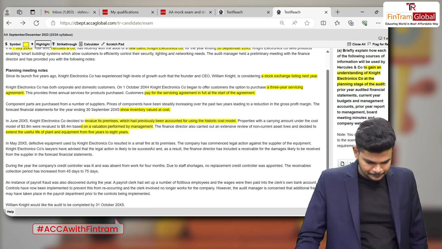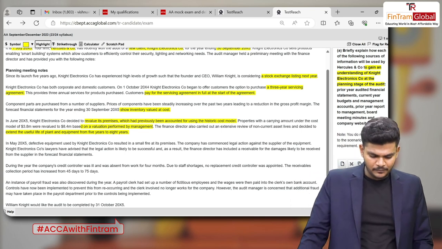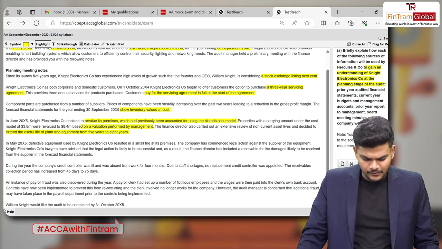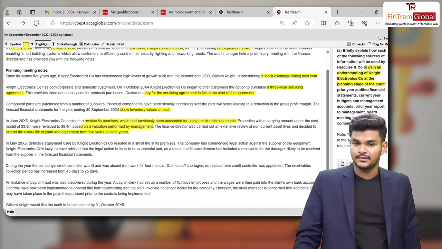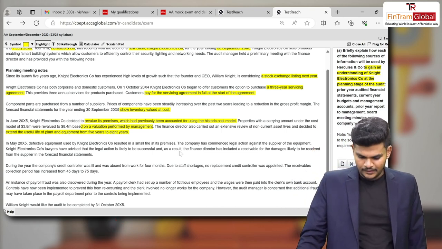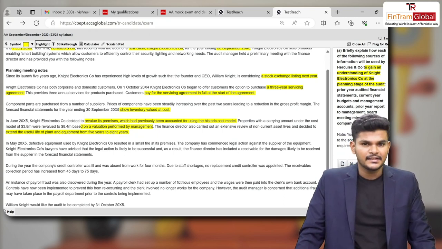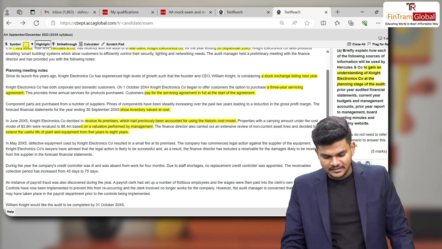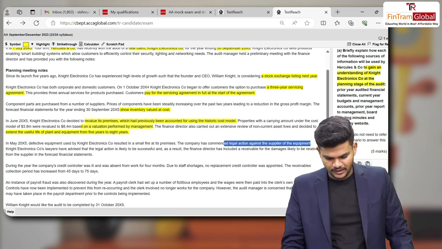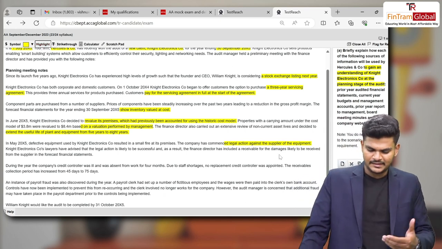And what else? In May 2005, defective equipment used by Knight Electronics Co. resulted in a small fire at its premises, which is bad, isn't it? And what exactly is the audit implication here? Let's have a look. The company has commenced legal action against the supplier of the equipment. Okay, a legal action. So probably a provision, maybe. But we are suing the supplier, isn't it?